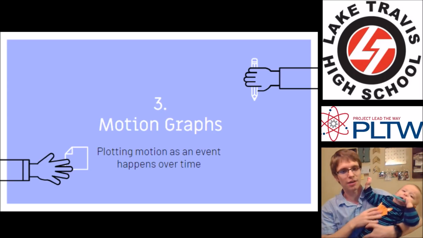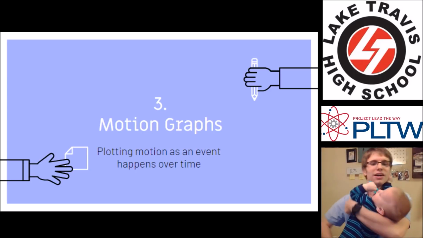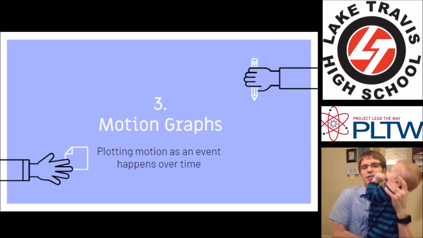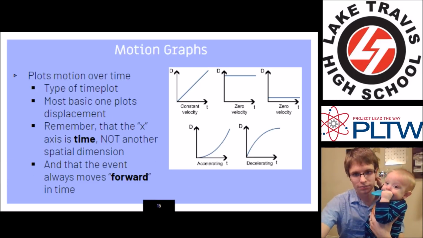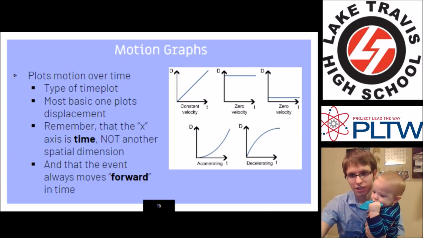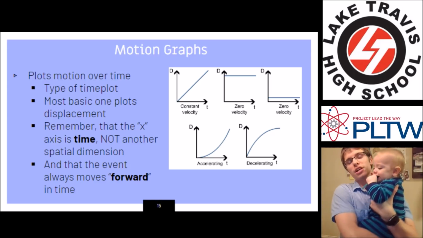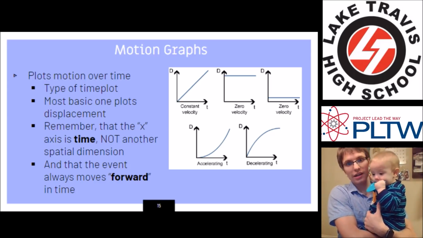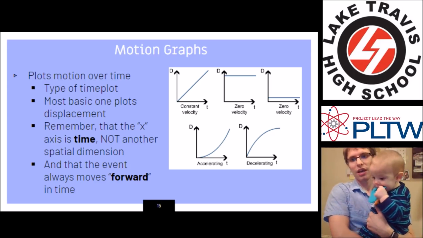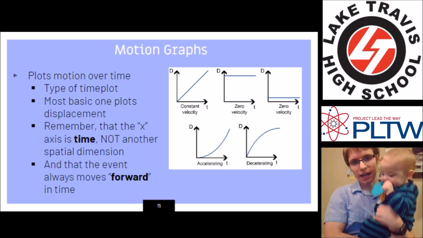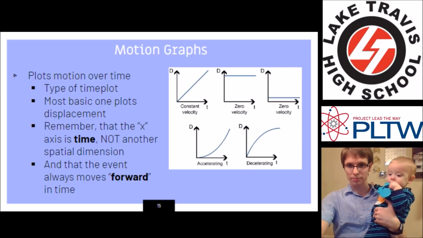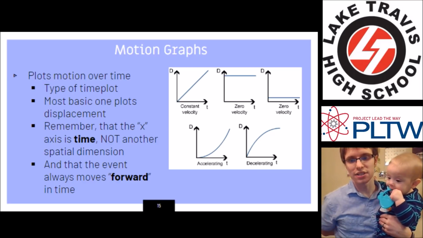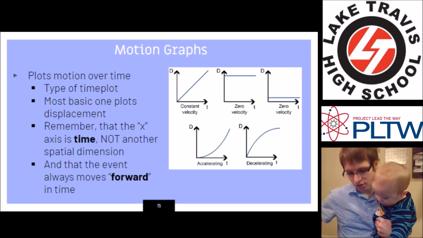It means as time passes, but mathematically, it has some pretty nice meanings too, over time. So motion graphs are all these up here. It's actually a time plot because you're plotting something as time passes. And time is on the x-axis. The most basic one just plots displacement. And remember, the x-axis is time, not another spatial dimension?